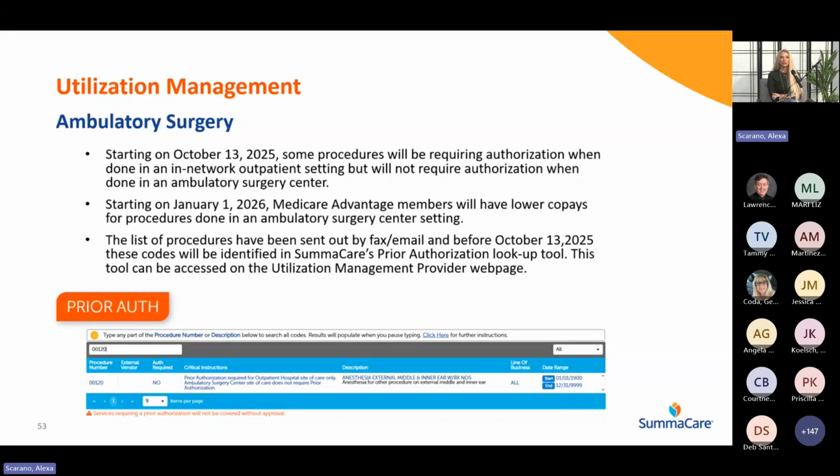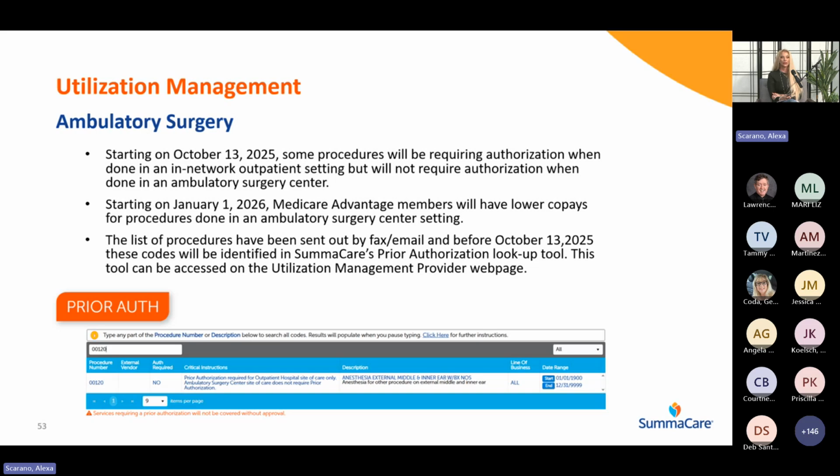One update that I do want to give that will start on Monday, October 13th, and that you'll start to see on our prior authorization lookup tool. The prior authorization lookup tool is on our provider page under the tab under prior auth. We are encouraging and asking all providers that before you submit a request, please check this prior auth lookup tool to, one, ensure that what you're requesting requires auth. And if it does, where does that authorization go? And are there any specific instructions for it?